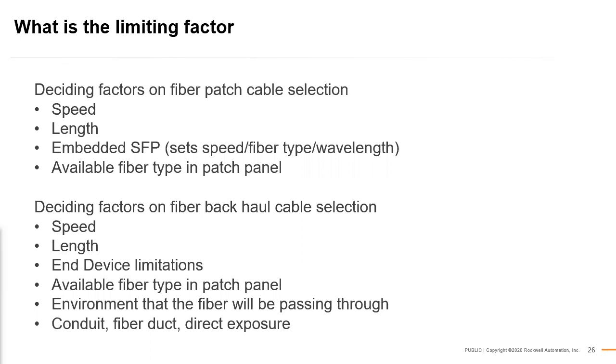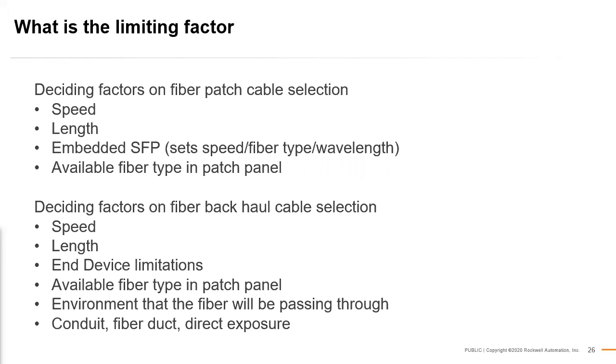Typically, the first thing we look at is speed, 100 meg versus gig, then length, how far are we trying to go, and then, is there an embedded SFP present? Because if there is, like in an ETAP or one of our other products, that really sets a lot of stuff for us. It sets the speed, it sets the wavelength of the light, it sets the fiber type typically, because it's already predetermined and you can't mix and match. So those things are typically what we use to determine, well, this has to be multimode. That sets all of our other limits based on that.